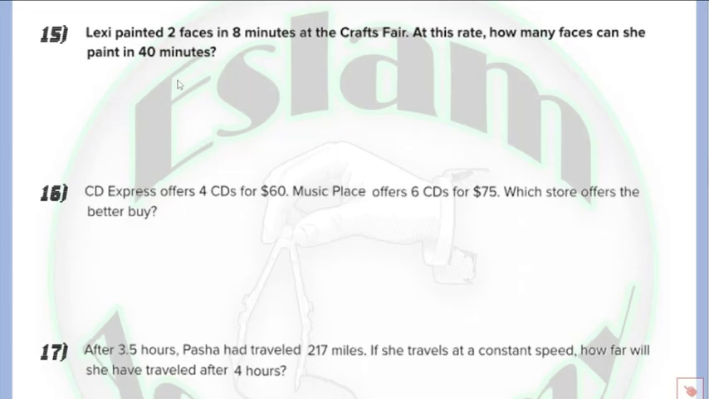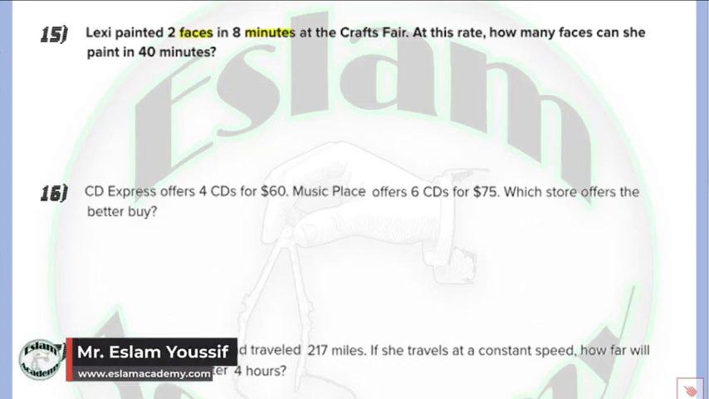In question number 15, we have a relation between the number of faces that have been painted and the number of minutes. We have 2 faces painted in 8 minutes. Now we need to find how many faces would be painted in 40 minutes if we paint at the same rate. So we need to find the 2 units of the rate: the first unit is the number of faces, and the second one is minutes. So we need to find how many faces per minute, so just divide faces by minutes.